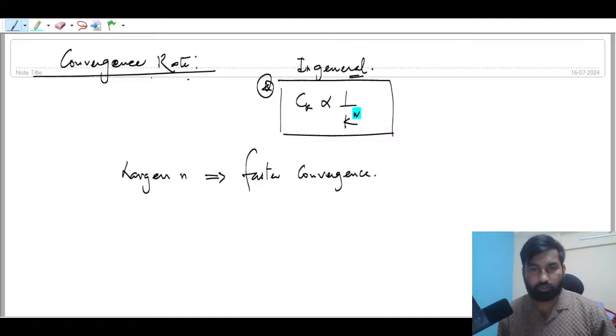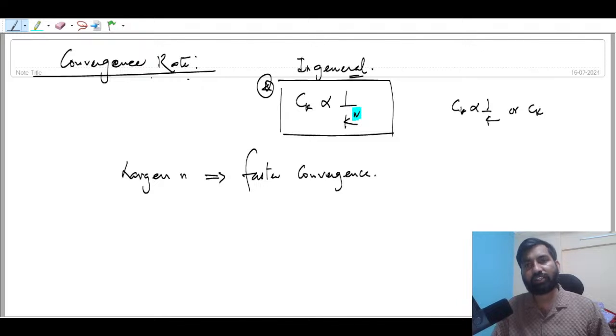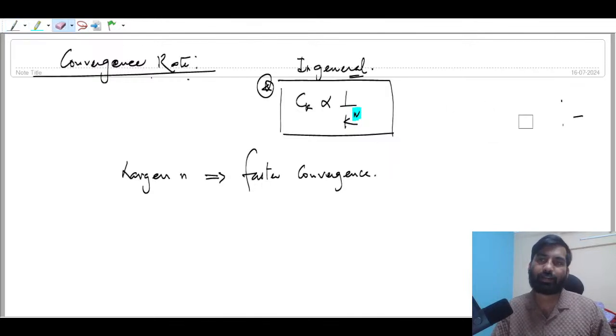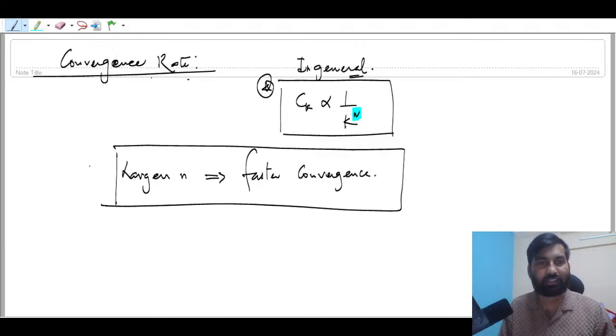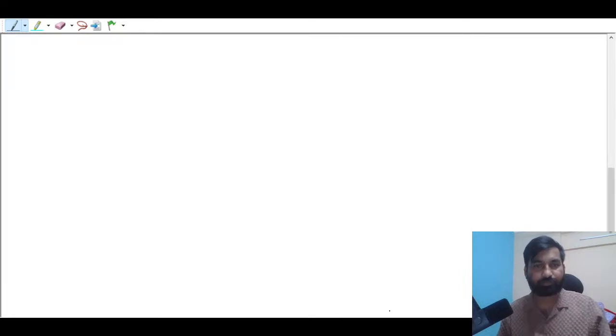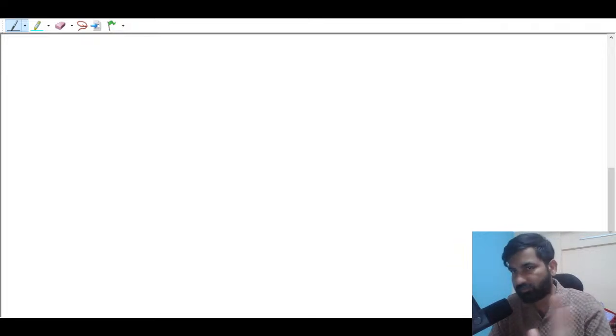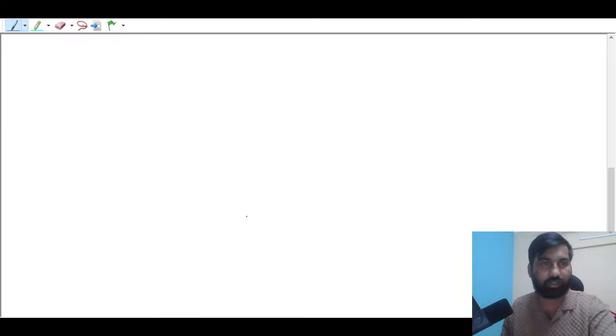So how do we compute this n? That is the question. How can you say that Ck is proportional to 1 by k, or 1 by k to the power 2, k to the power 3, and so on? There is a concept. Please remember, a larger n implies faster convergence. We can establish the n value without computing the Fourier series coefficient. This is very important.